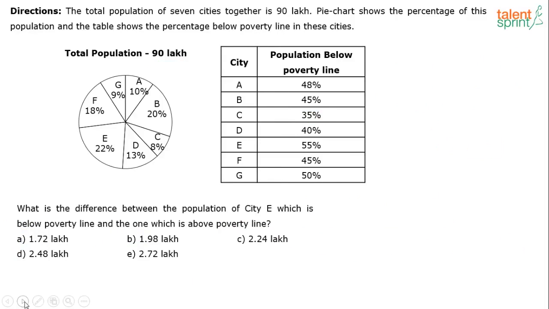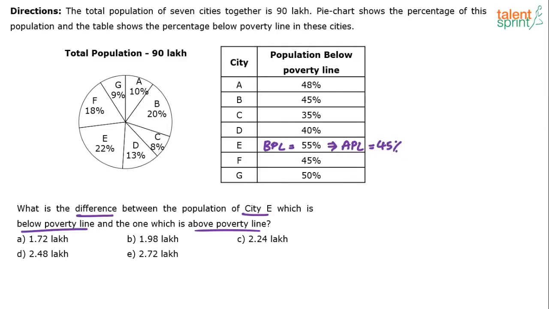Anyway, next question. What is the difference between the population of city E, which is below poverty line, and the one which is above poverty line? Now, this is interesting. How do you do this? See, the population of E which is below poverty line is 55. BPL is equal to 55, implies APL is 45.